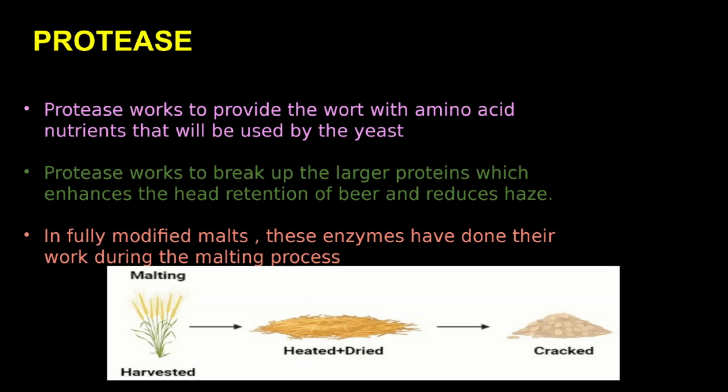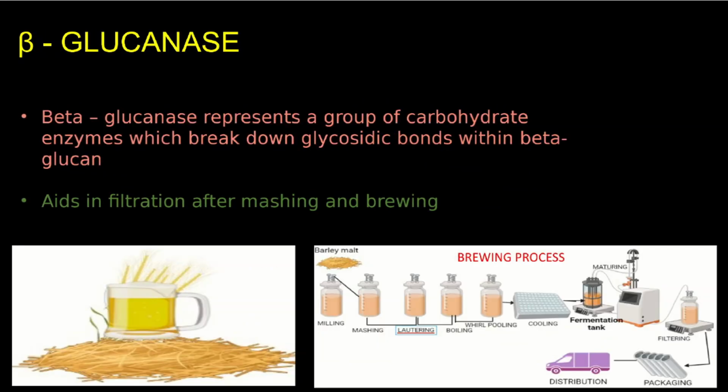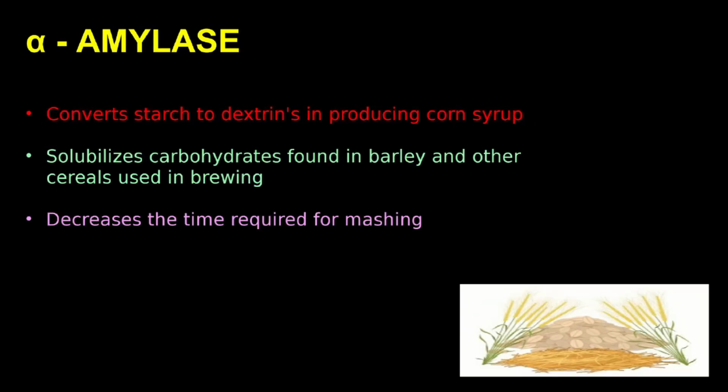Proteases work to break up large proteins, which enhances the head retention of beer and reduces haze in fully modified malts. These enzymes have done their work during the malting process. So this is the brewing industry we are talking about. Beta glucanase represents a group of carbohydrate enzymes which break down glycosidic bonds within beta glucan and aid in filtration after mashing and brewing. Okay, so all of these are involved in brewing.